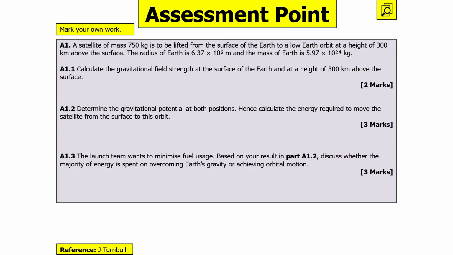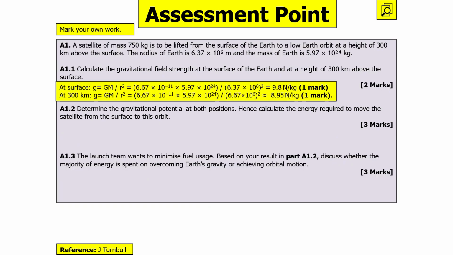Right, in this first one, we know at the surface g equals GM over r squared. Pop in our numbers and we get 9.8 newtons per kilogram. We now do the same at a height of 300 kilometers. So we add the height of 300 kilometers to the radius of the Earth, all in meters, and we get our answer to be 8.95 newtons per kilogram.